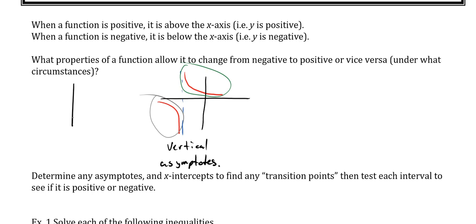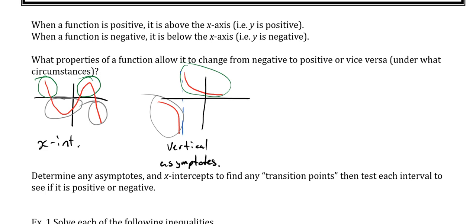The other one we already talked about was x-intercepts. So let's see, what kind of graph should we draw? We'll do a polynomial graph. Okay, so where are the parts where this graph is positive? Where are the parts where it's negative? What is causing it to change from being positive to negative? X-intercepts.